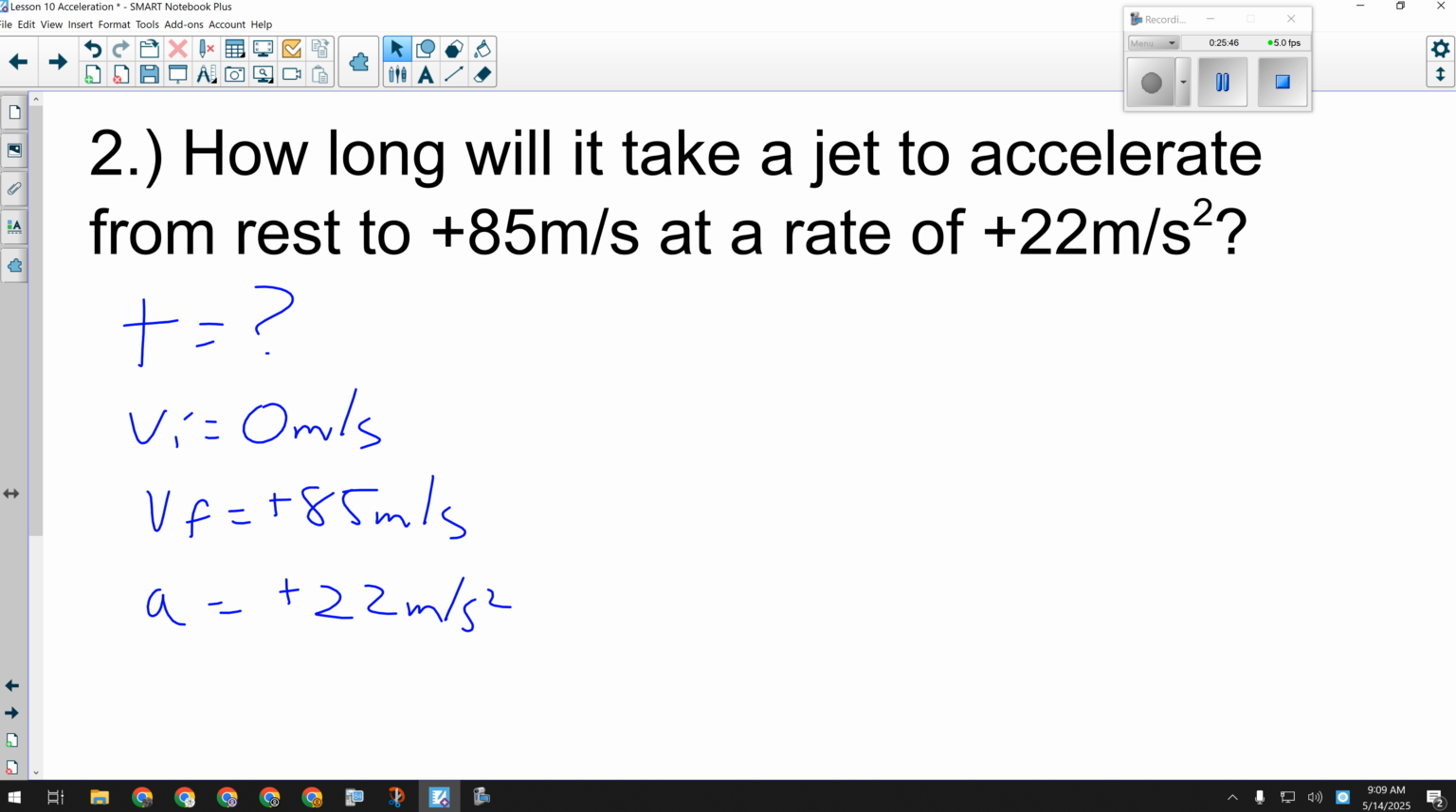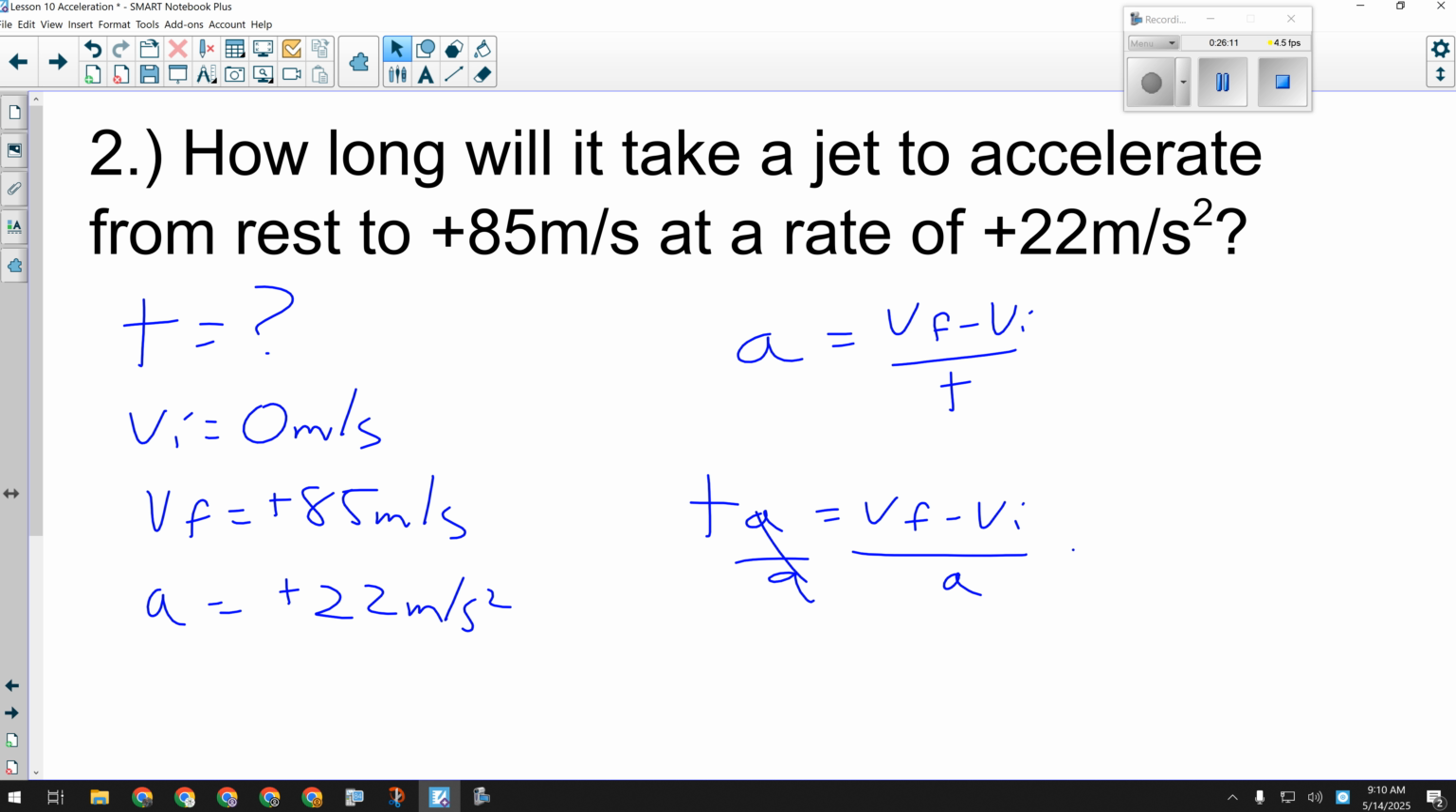All right, so in this one, we're being asked to solve for t. A equals VF minus VI over t. If I want to solve for t, I have to get it off the bottom. So I have to multiply both sides by it. So I'll have t times A equals VF minus VI. What do I do with A? Divide it over to the other side. Now I can plug in my numbers. So that would be positive 85 minus 0, divided by positive 22.